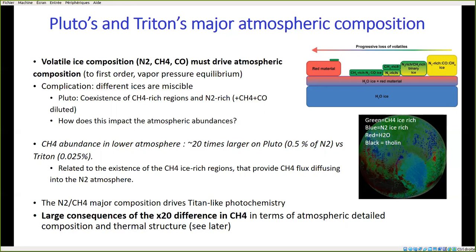Once the ice atmosphere equilibria are established, we have a predominantly N2 methane atmosphere, and this major contribution will drive a photochemistry that's actually similar to Titan. And therefore, ultimately, the difference in the methane abundance in Pluto and Triton, this factor of 20, will have large consequences on the detailed composition of these atmospheres and also on their thermal structures.